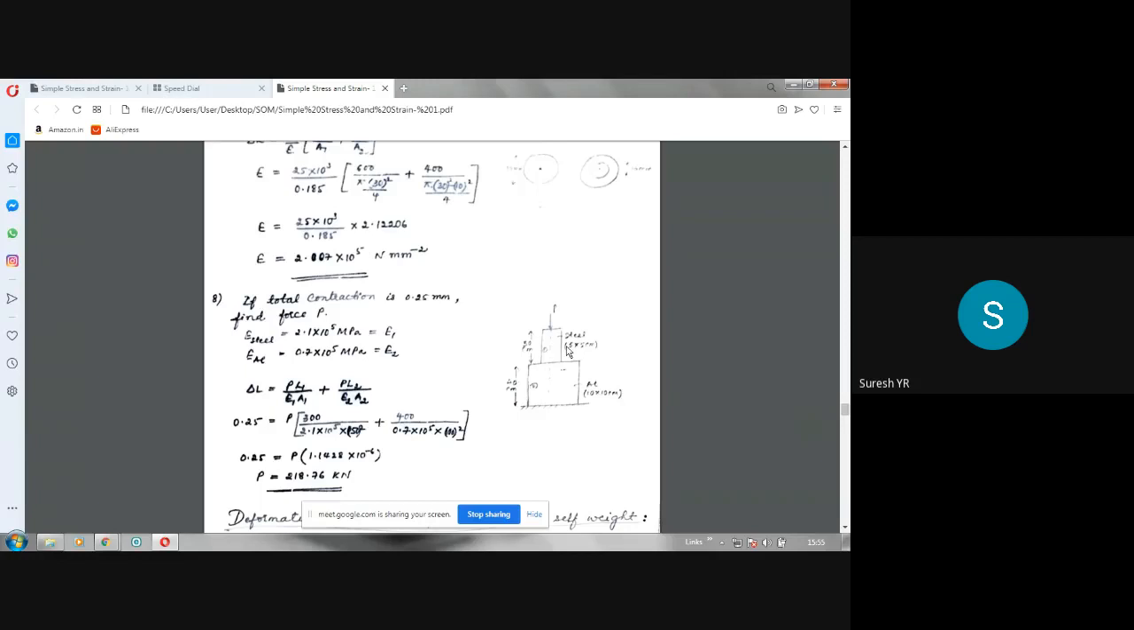So that means this area is 25 centimeters square. This area is 100 centimeters square. So once again, that centimeter square should be converted to millimeter square. That is very important. So newtons and millimeters, you keep that in mind.